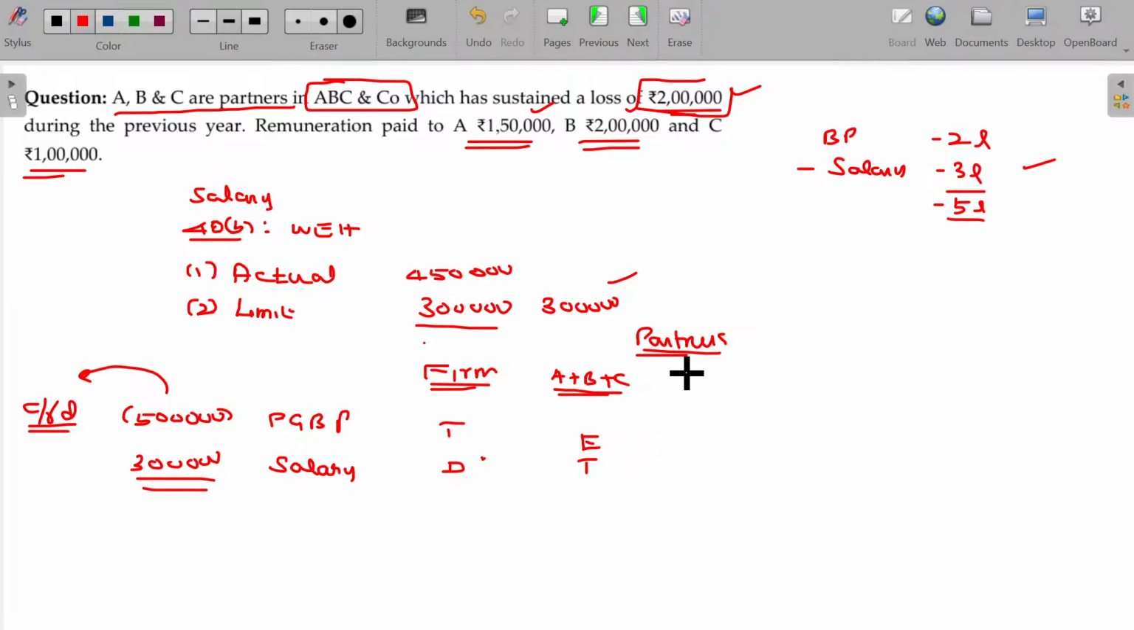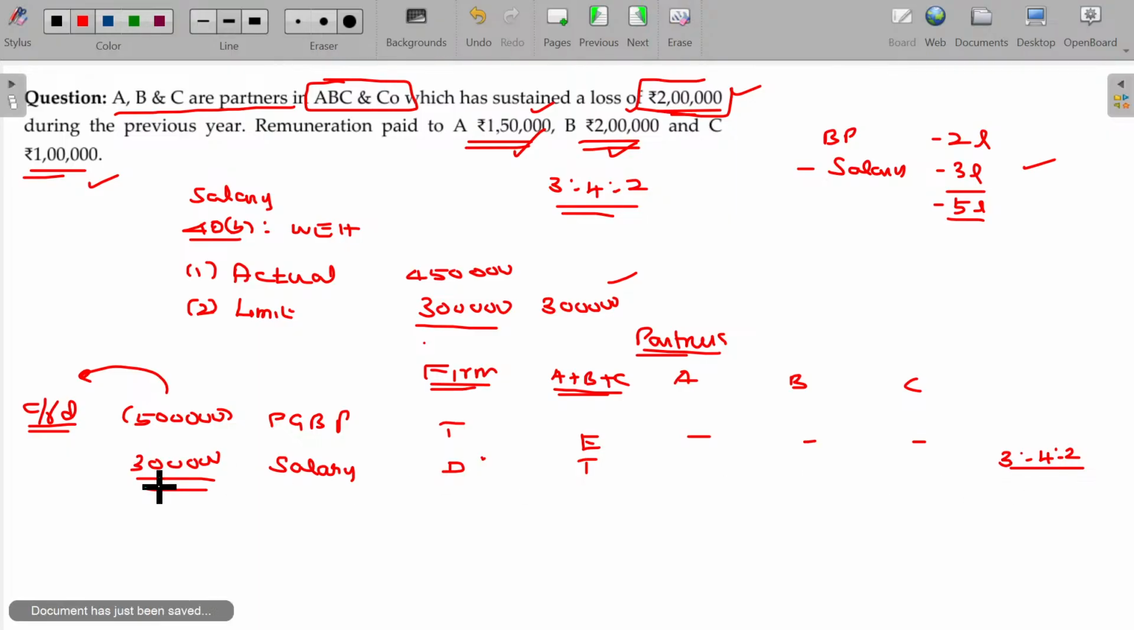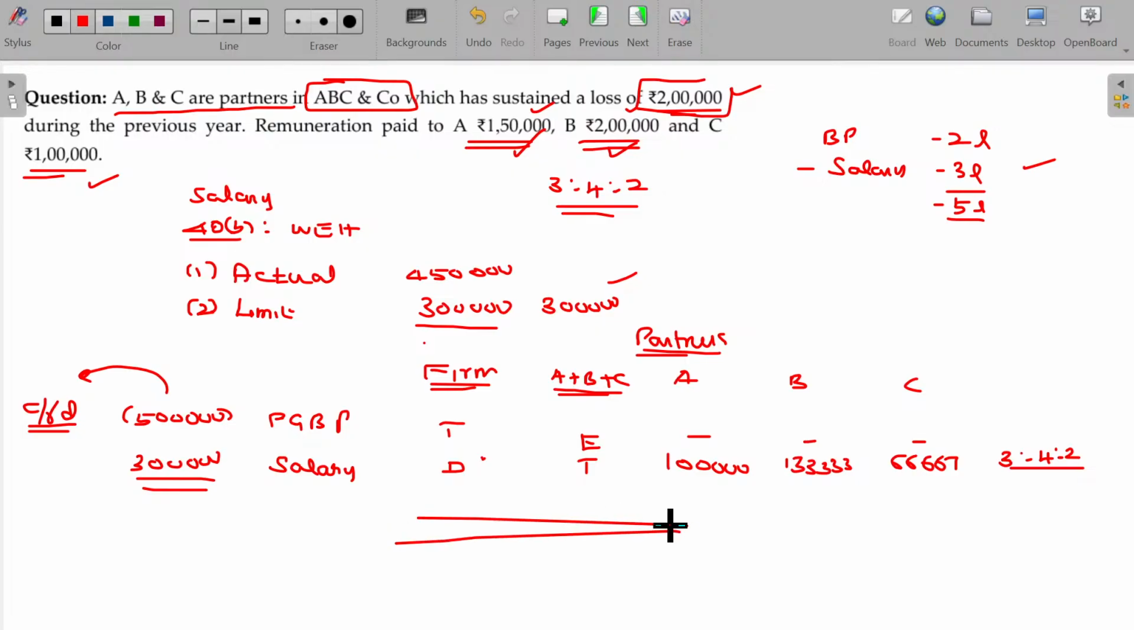While it is taxable in the partners, in whose hand is it going to be taxable? A, B, or C. Their remuneration ratio being 1.5 lakhs, 2 lakhs, and 1 lakh, otherwise 3 is to 4 is to 2. This entire 3 lakhs will be taxable in the hands of partners on receipt basis, in the ratio 3 is to 4 is to 2. So A has to pay tax on 1 lakh, B has to pay tax on 1,33,333 and C has to pay tax on 66,667. Clear?